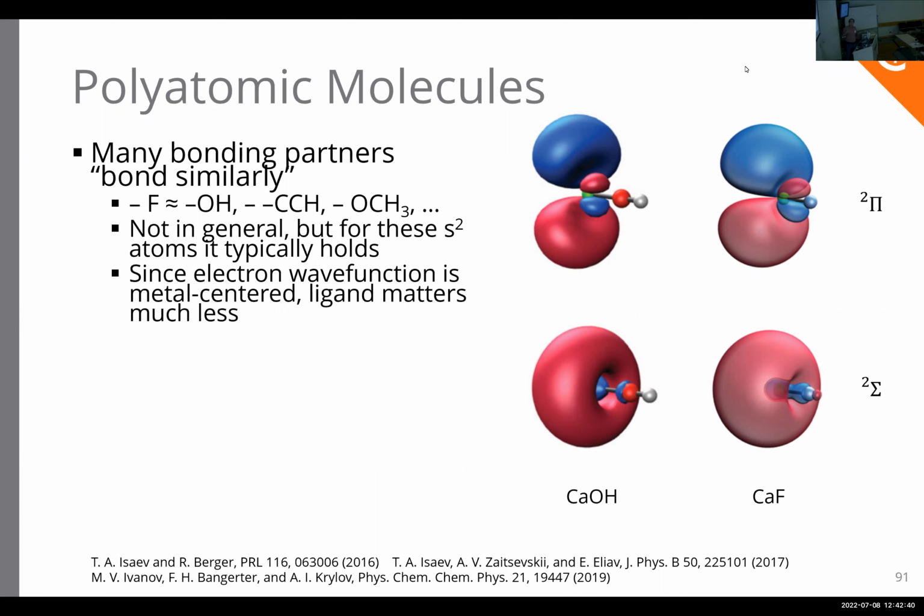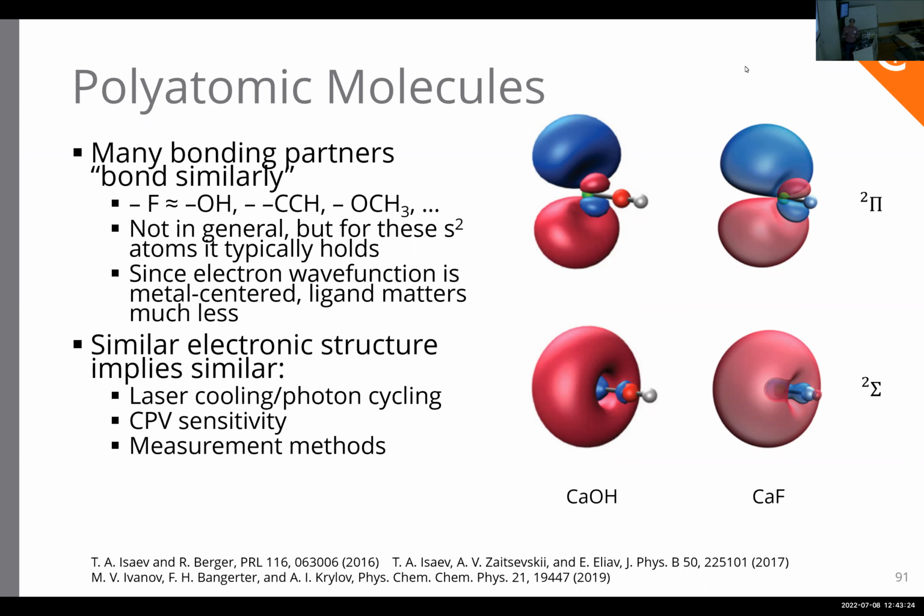And so they really are similar. Fluorine for these types of doublet, S2 valence metals, bonds very similarly to OH or CCH or OCH3, or it turns out a bunch of other things. That's not always true. Fluorine and OH don't usually bond in the same way, but they do in this case to these metals, which is one of their unique features. So, for example, if you do a quantum mechanical calculation of the doublet sigma and doublet pi states of CaF versus CaOH, they look exactly the same. They're so similar because the wave function avoids this bonding region.